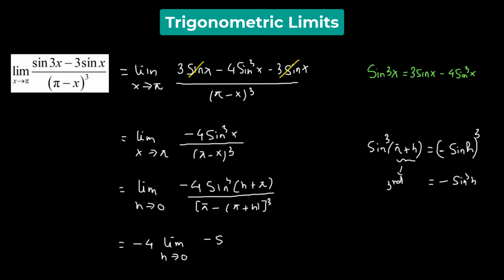So we have negative sin cubed h divided by, so pi and pi get cancelled, so we'll have negative h cubed. So the negative sign will get cancelled, and we'll be left with 4 times the limit as h tends to 0 of (sin h over h) whole cubed, and our limiting value of sin h over h when h approaches 0 is 1. So we have negative 4 times 1. So our limiting value is going to be negative 4 for the given function when x approaches pi. Let us do another problem.